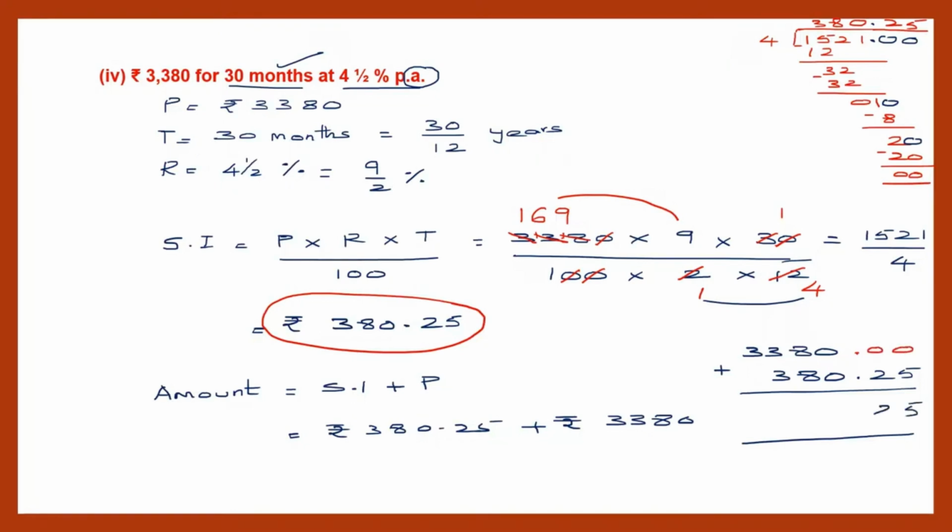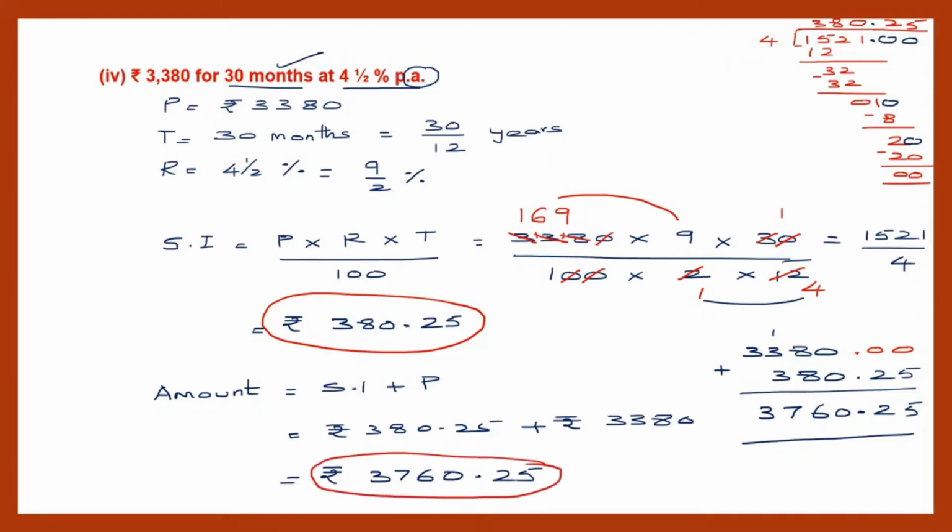So 5, 2, point. Now we have 0. 8 plus 8 is 16, carry 1. 3 plus 1 is 4, 5, 6, 7, and then we have 3. So 3,760 rupees and 25 paise. So this is our final amount. We have added the principal and the simple interest. 3,760 rupees 25 paise. This is our final answer for the amount.